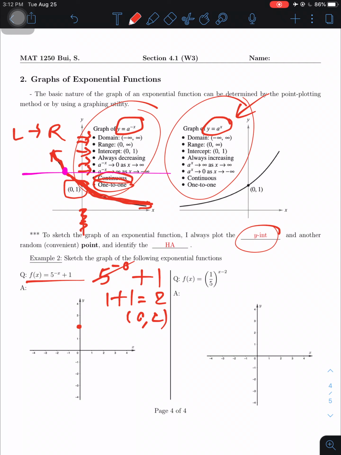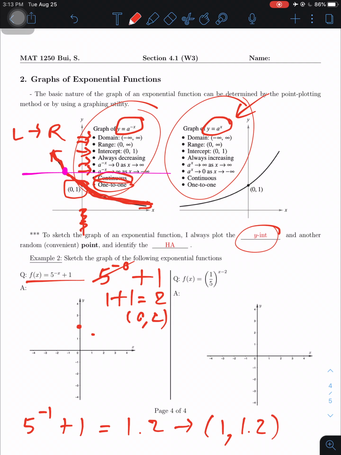Second point, you can go random with it, okay? So let's do, I don't know, 1. If you input 5 to the negative 1 plus 1 into the calculator, you're going to get approximately 1.2. Is it a bad decimal, or is it a cute decimal when you try? Oh, it's a solid 1.2. Okay, that's good. So that means that the point here is (1, 1.2), right? And where is it? It is right here, I think.